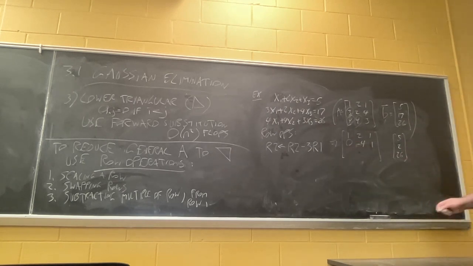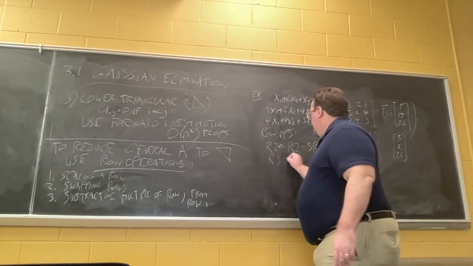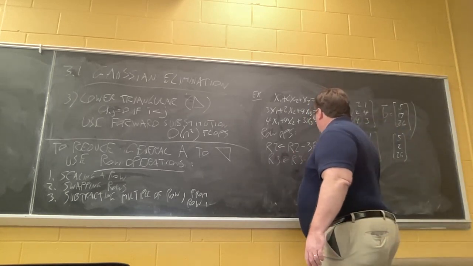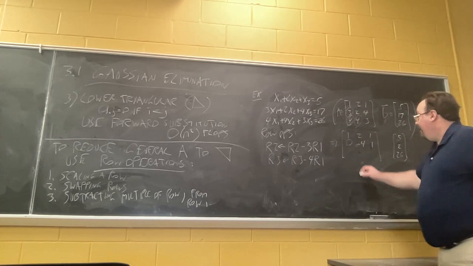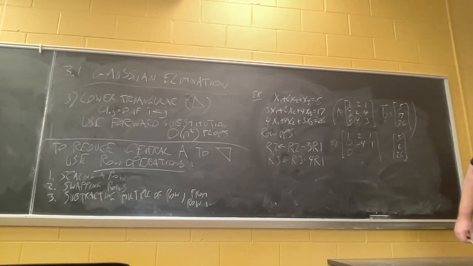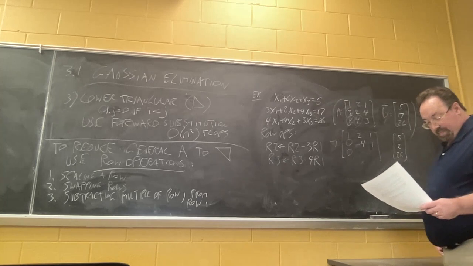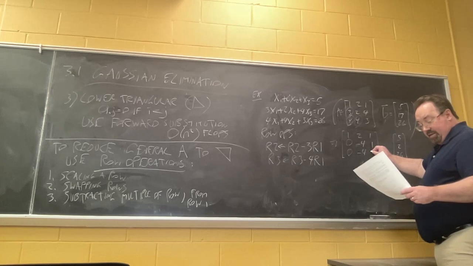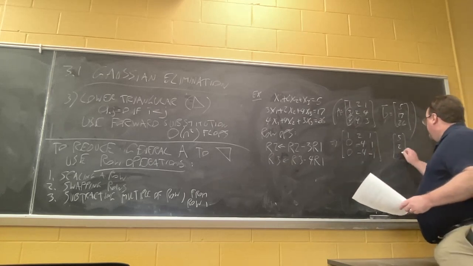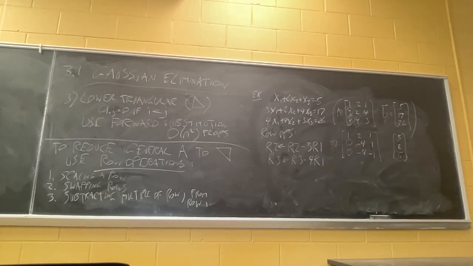Actually, the next step is: row 3 is replaced by itself minus 4 times the first row, because we have this 4 to get rid of. So it's going to give us 0, and then -4 again, and then -1. And the third entry on the right hand side will be 6. So now we've dealt with the first column. All entries below the diagonal in the first column have been eliminated.